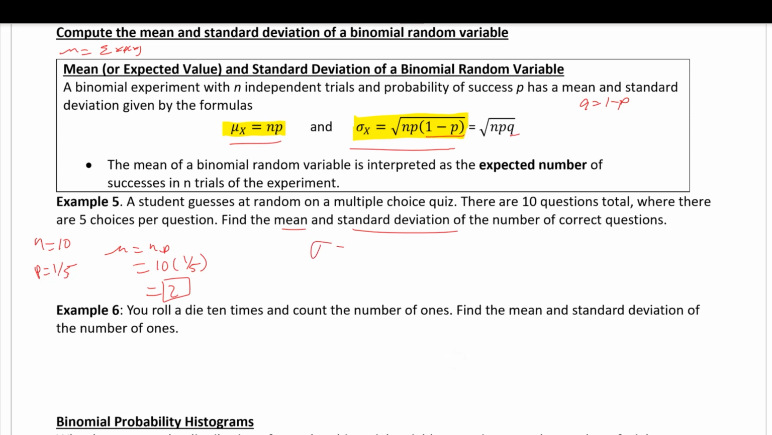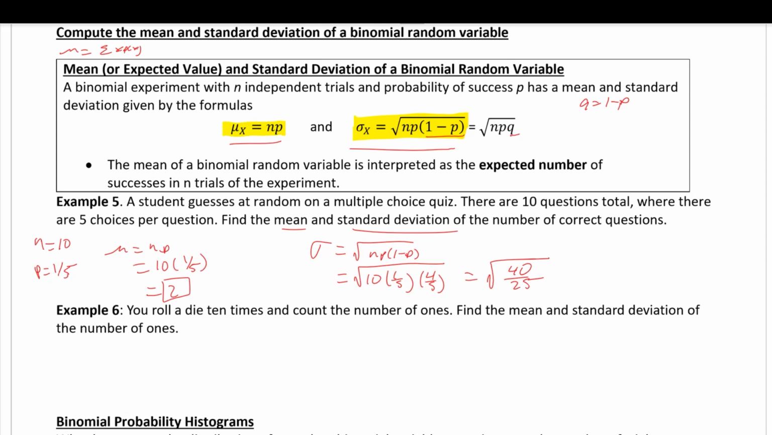Now the standard deviation is the square root of n times p times 1 minus p. Again, our n was 10, our p was 1 out of 5, and 1 minus p is the complement of 1/5, which is 4/5. Right? Square root of, what, 10 times 1 times 4 is 40, 5 times 5 is 25.